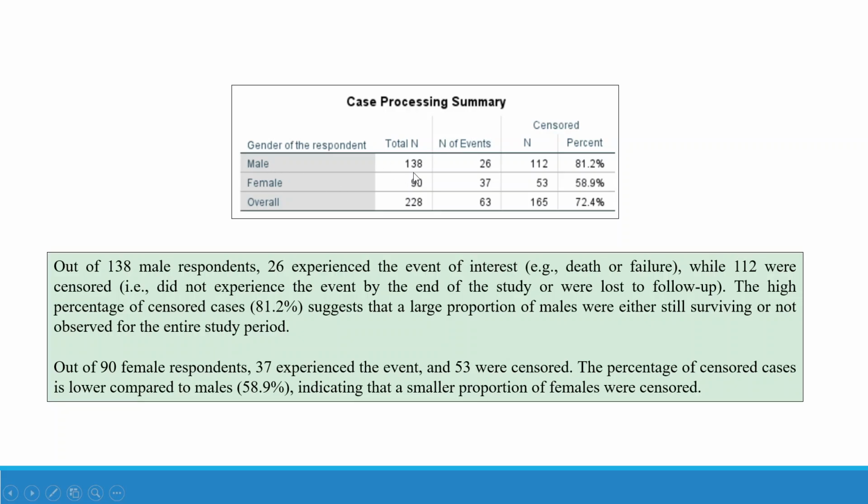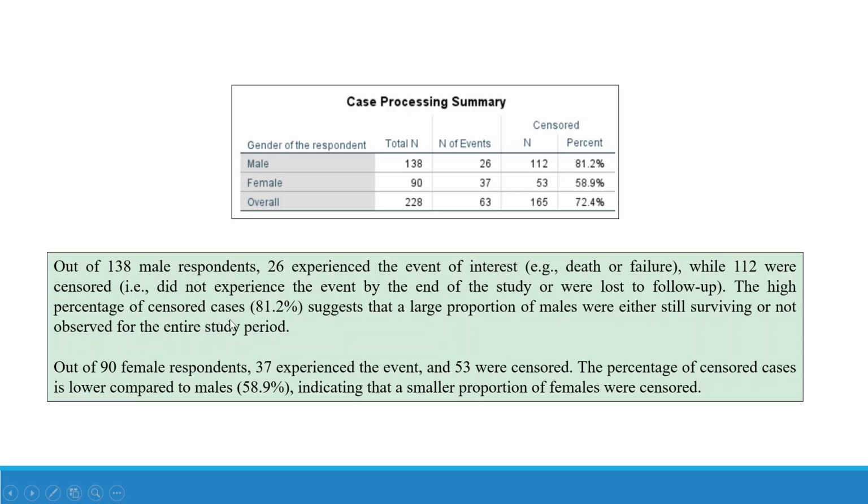Total male 138, number of events which happened in male, death 26, censored 112, female 90, 37 number of events happened and censored 53. So what we'll write: out of 138 male respondents, 26 experienced the event of interest. So we always write event of interest. Okay, so the death or a failure, while 112 were censored, that did not experience the event by the end of the study or were lost to follow-up.